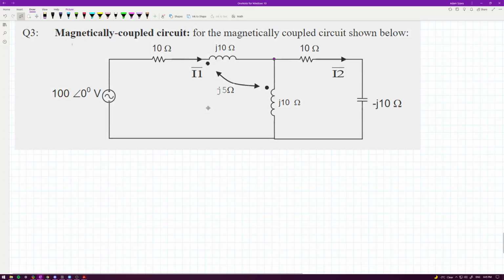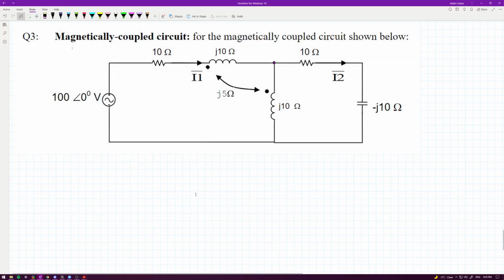So the magnetically coupled circuit one, essentially all it is we just want to find the two mesh currents. I think that's the whole question. Find the mesh current, find the other mesh current. Yep, just find the two mesh currents. Okay, that's a simple one. But of course we have magnetically coupled inductors here. So let's do our loops. So that is the loop for I1, and that is the loop for I2. So let's make both of our equations.